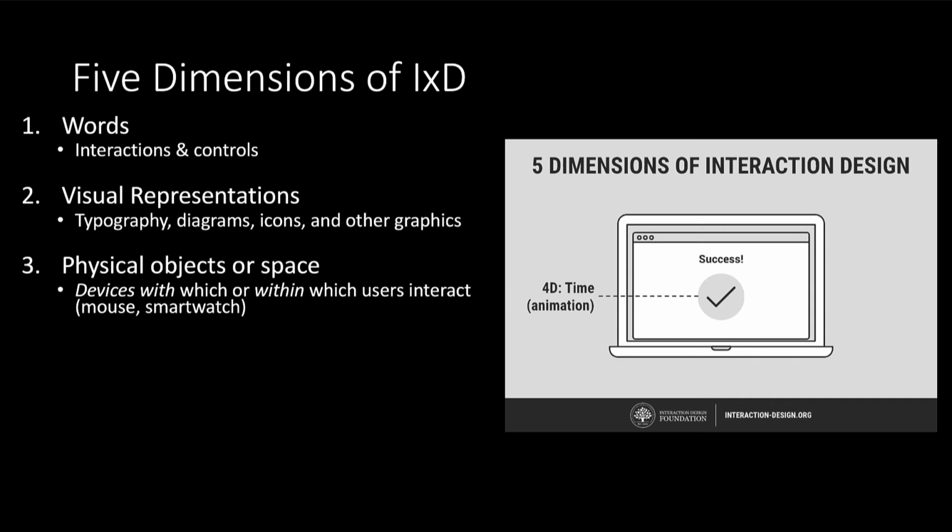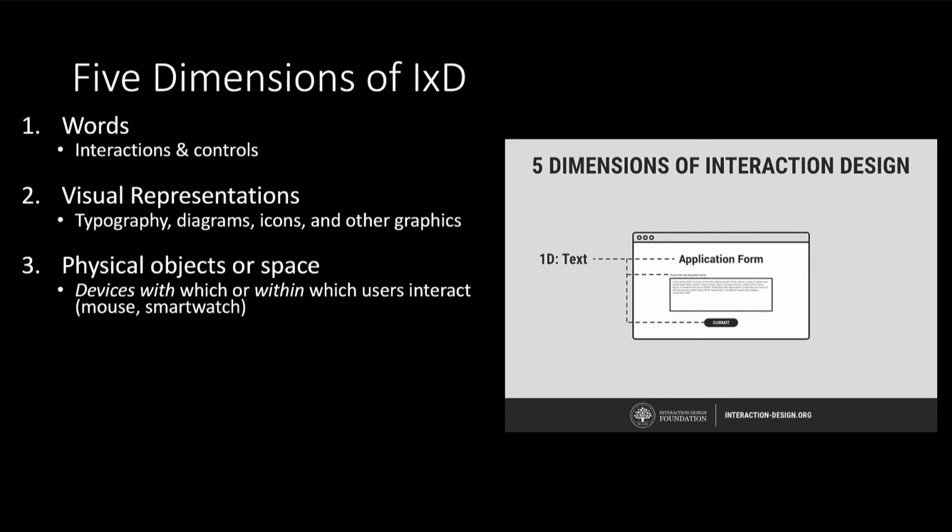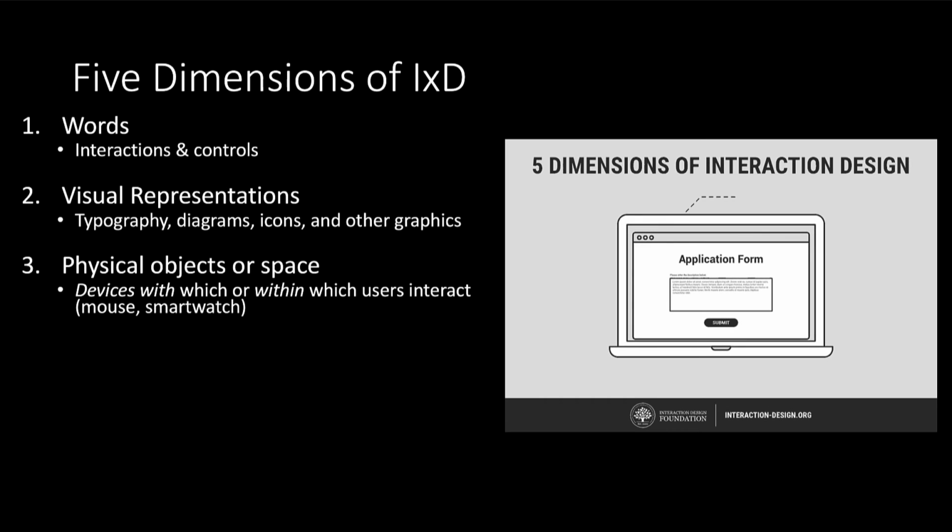And then the physical objects, which are also part of the interaction, like hardware such as a mouse, a laptop, or a smartwatch, or, in the case of a smart appliance, something like a digital television or smart TV.